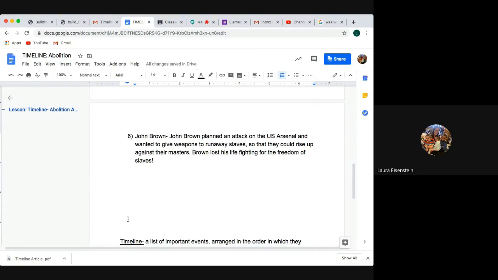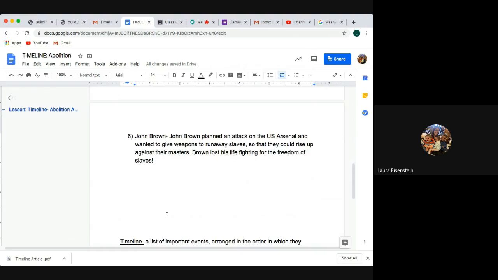And one important abolitionist that we learned about was John Brown. And remember, John Brown was the one who planned the attack on the U.S. arsenal. And his plan was to raid the arsenal, take all the weapons, and give them out to runaway slaves so that they could rise up and fight against their masters. But remember that the slaves, they never showed up to come get the weapons. So John Brown ended up getting arrested and he was hung.